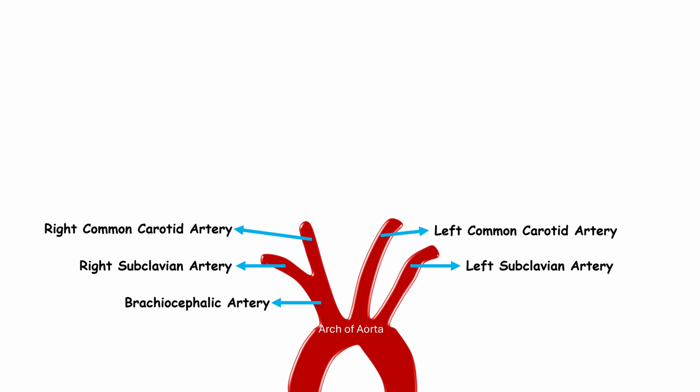Now we are going to see the branches of the subclavian artery. First, in the arch of aorta, the right subclavian artery arises from the brachiocephalic artery. On the right side, the brachiocephalic artery divides into the right subclavian artery and the right common carotid artery. But on the left side, there is no brachiocephalic artery. The subclavian artery and common carotid artery directly arise from the arch of aorta.